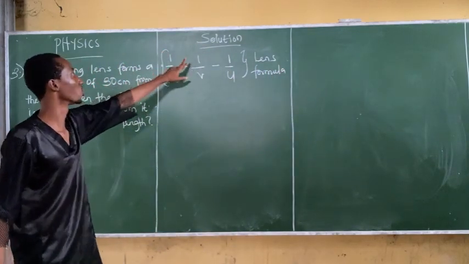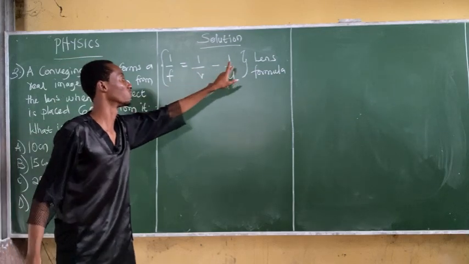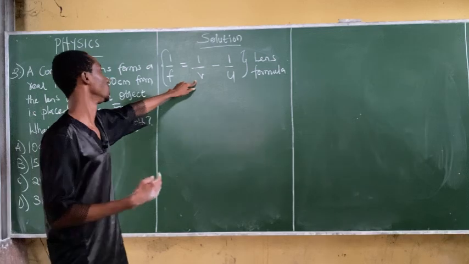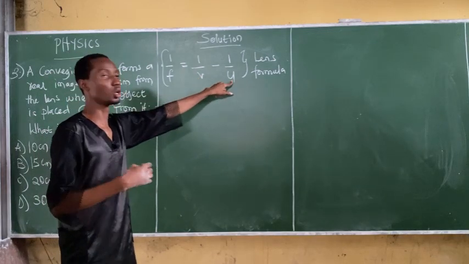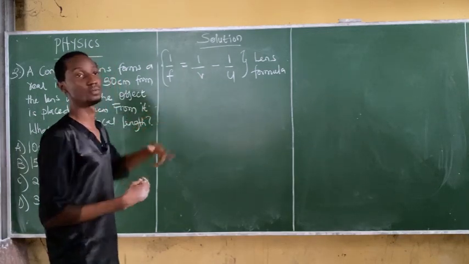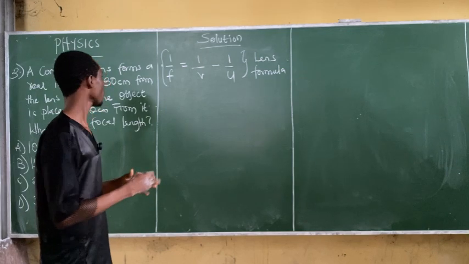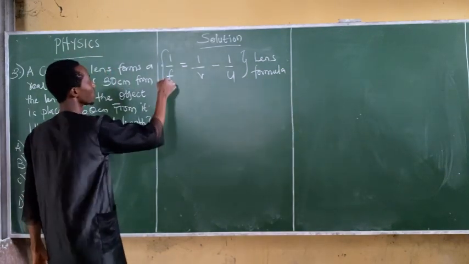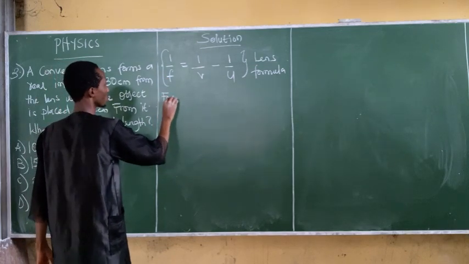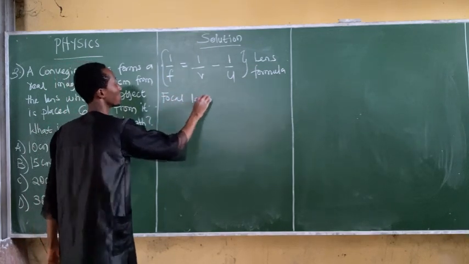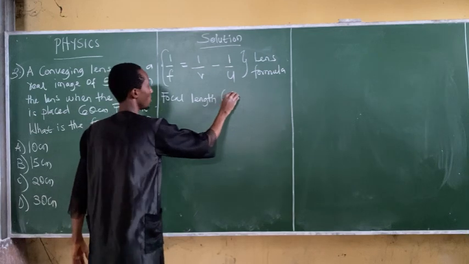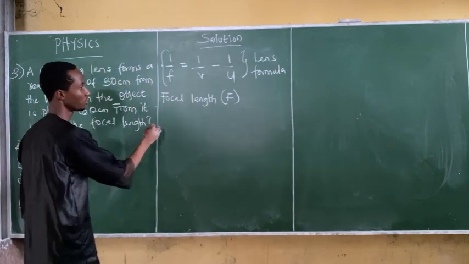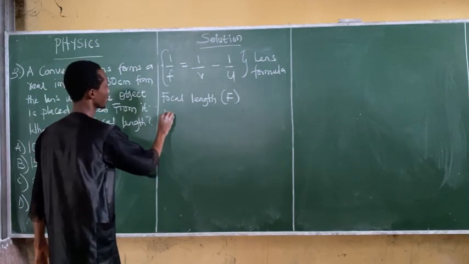1 over f is equal to 1 over v minus 1 over u, where this v here is called the image distance, u here is called the object distance, and f is called the focal length. From the question, don't forget, let me simplify it here. The focal length, this is f. V here is giving us what? The image distance.